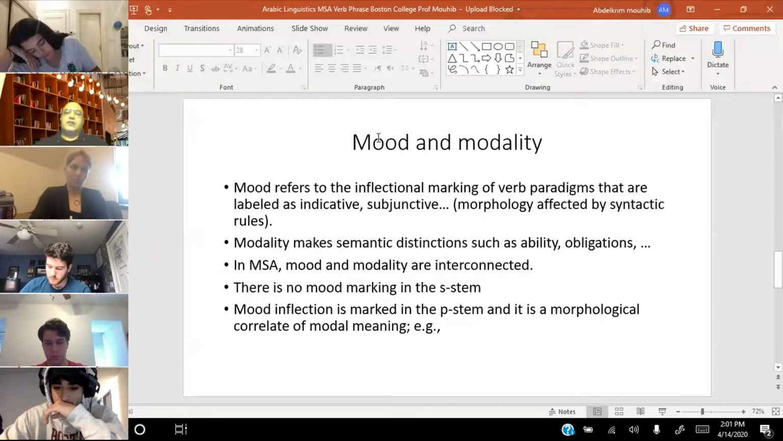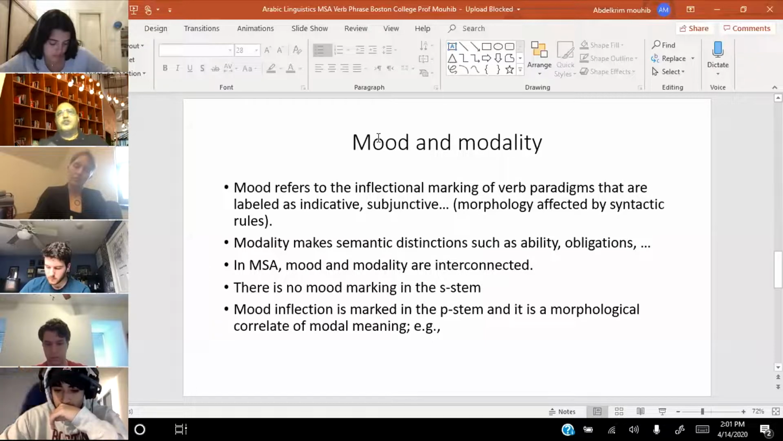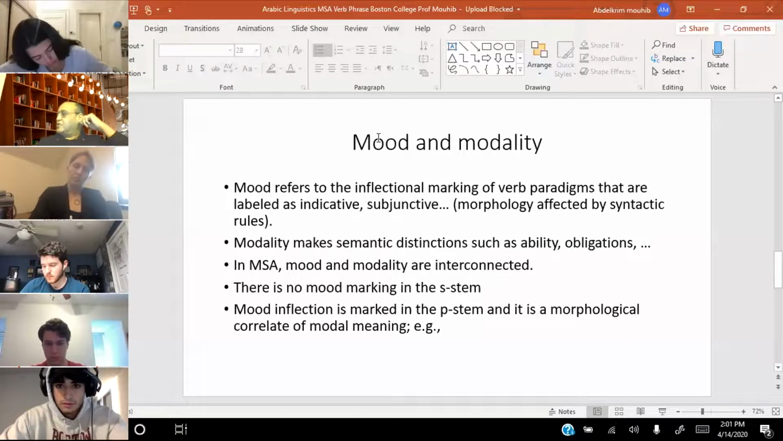I think I said already, I defined mood and modality. So I am moving to the third bullet. In MSA, mood and modality are interconnected. We don't have specific auxiliaries in Arabic that replace, or are synonymous to, words like must or can in English, for example.